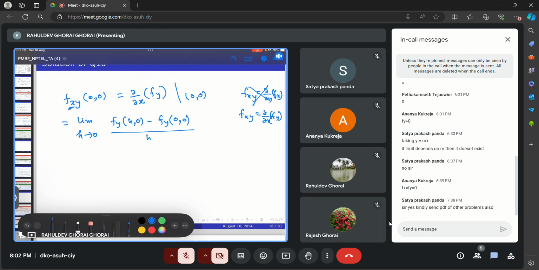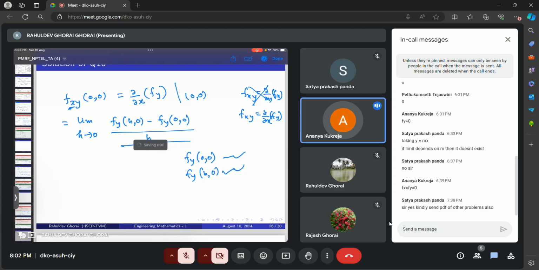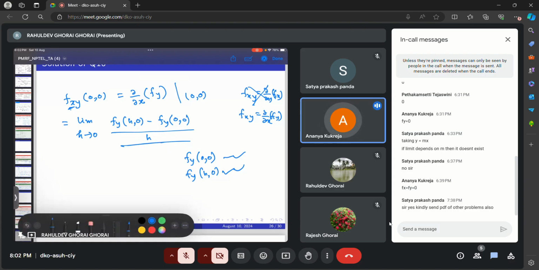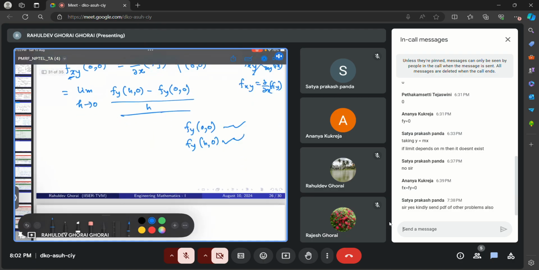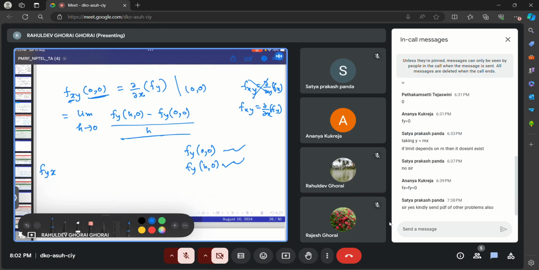And you know the definition of del x of f at some point, right? That is nothing but this definition with f instead of f_y. So that's the definition of f_xy at (0,0). Now you know how to find f at (0,0), f_y at (h,0), all these things, then you find this limit. Is it now correct? Okay. Yes, sir. Can you please write for f_yx also? Exactly, I will be writing it, of course. So for f_yx, instead of (0,0) you can put any other point also. Let me write with any other point.